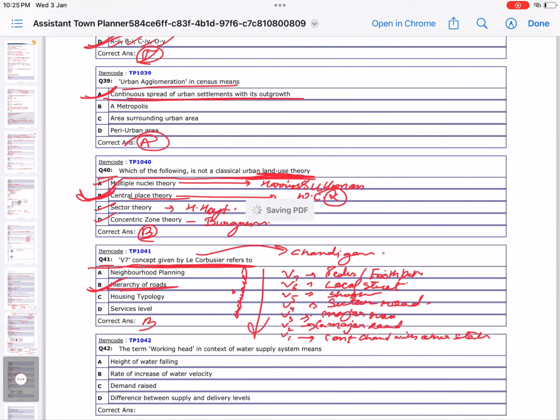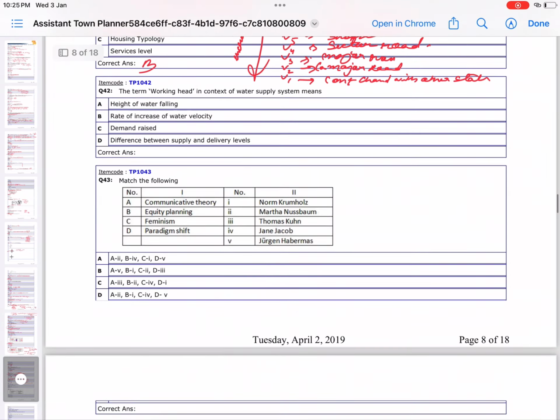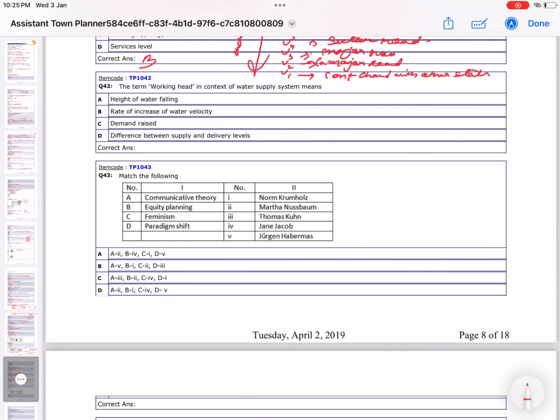Question number 42. The term working head in context of water supply means the difference between supply and delivery levels. That is the gap. Answer is D.